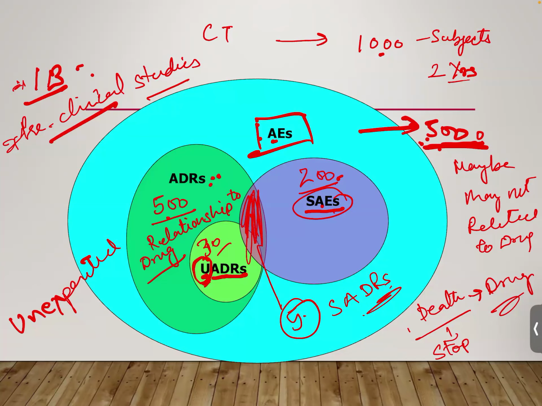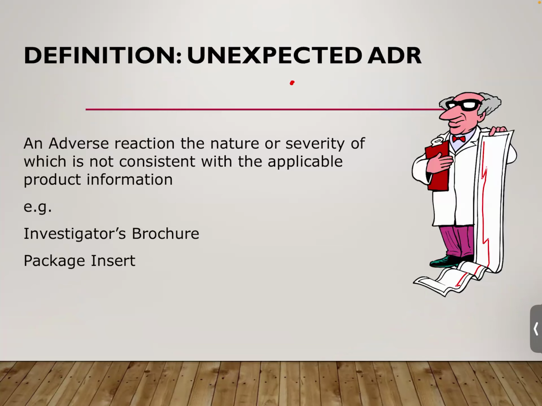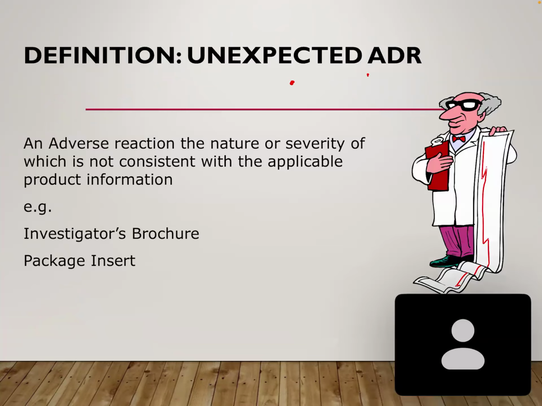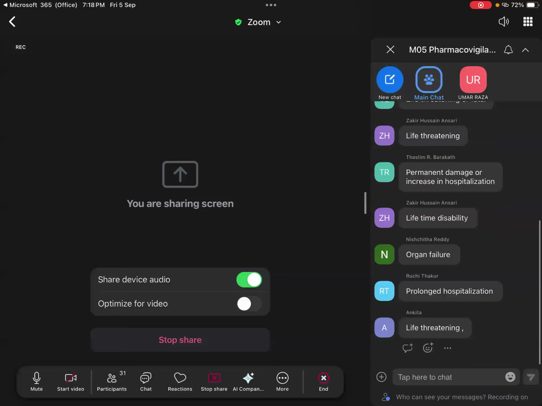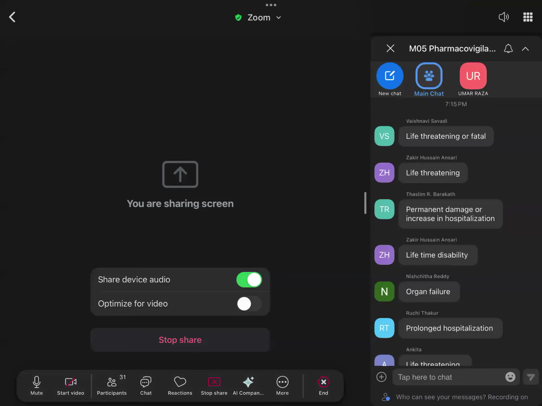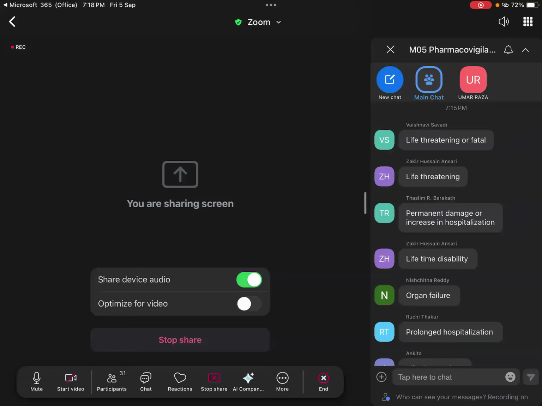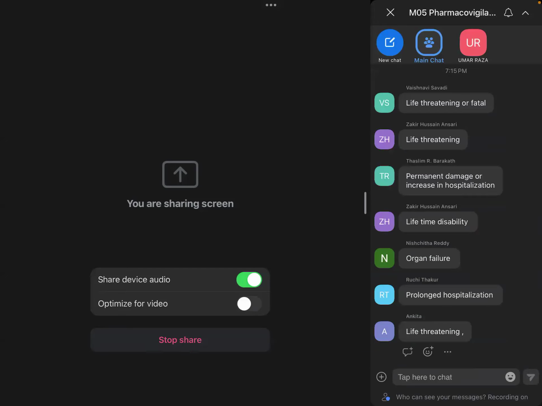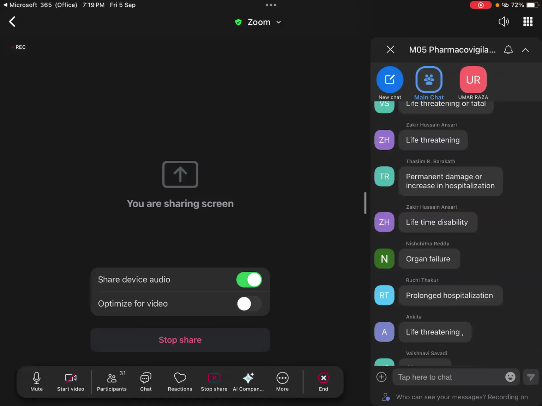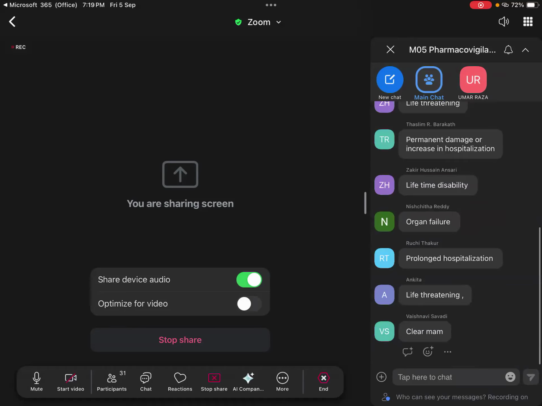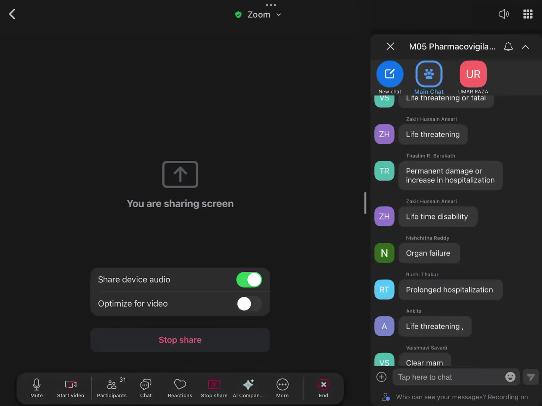Any question till now? This is the definition of unexpected adverse events. Any questions? Oh, sorry, sorry. Keep on speaking. Any question till now? Is it clear? Because this is our foundation. I'm also preparing you for your interviews. Because job is important, you remember, no, irrespective of what we are doing, job is important, right? Clear, ma'am? Okay, Vaishnavi. Very good.